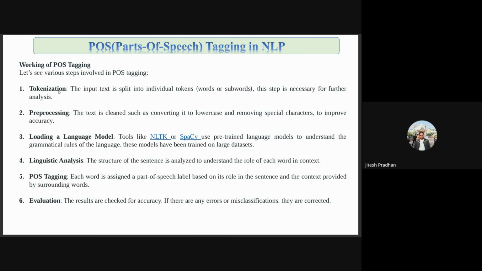First we do tokenization to identify the words. Then we do some pre-processing to clean all the words. We will lowercase it and remove special characters to improve the accuracy. Then we load a language model that can do the POS tagging. That does the linguistic analysis, and then POS tagging will be done. So this is the basic working of POS tagging.